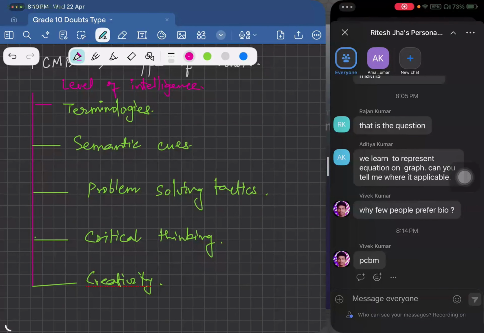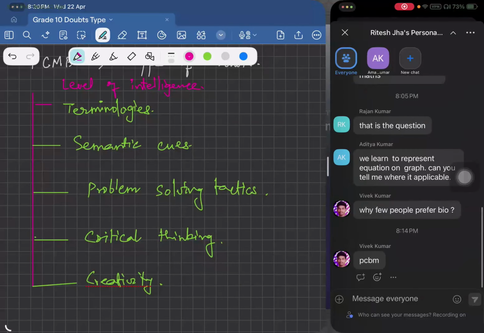So basically, the point is that if you're learning anything with these five levels of intelligence, trust me, you will never forget anything. You will be able to retain whatever you learn in physics, chemistry, maths, biology till you get older. Trust me.